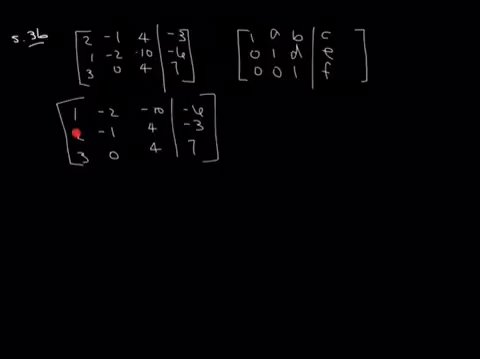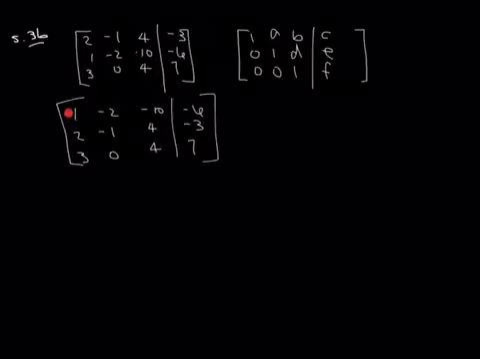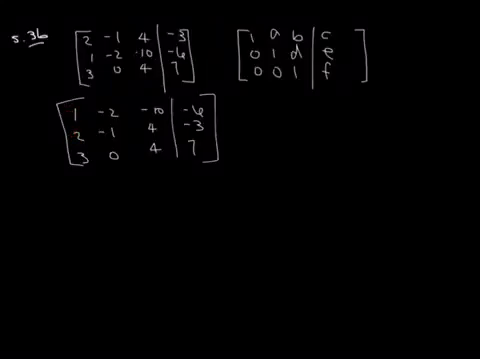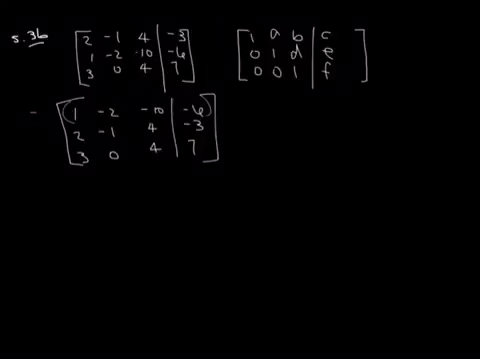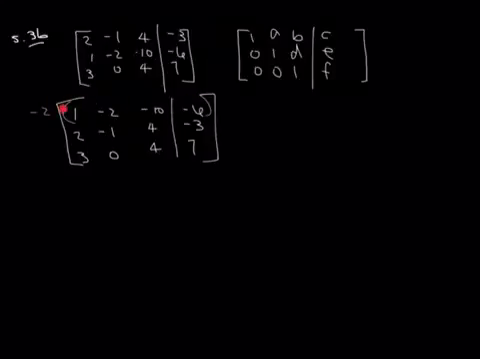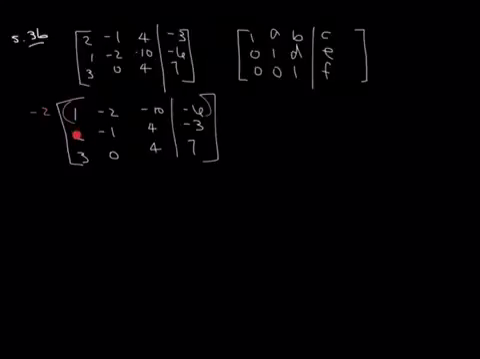So if I add this to this row, if this were a negative 2, this negative 2 plus 2 would be 0. So what I'm going to do is multiply this entire row here by negative 2, so that I get this to be a negative 2, so when I add it here, this becomes a 0. Negative 2 plus 2 gives me a 0.